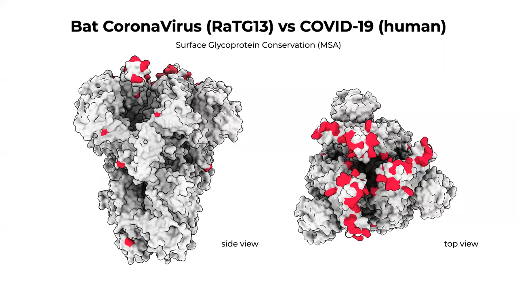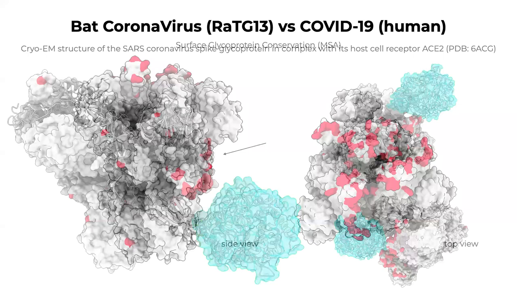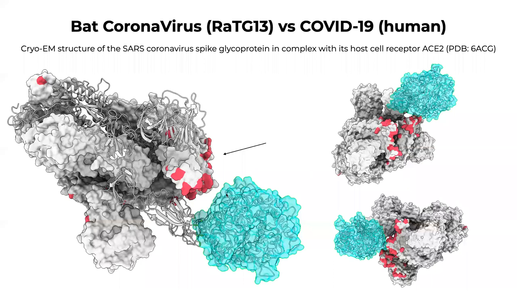So where are these variations that we saw in the previous slide? Specifically, those variations are in what's called the receptor binding domain. This binds to the ACE2 protein, and you can see how the spike glycoprotein opens up and connects to the receptor. The specific binding domain is where we find a lot of that variation.